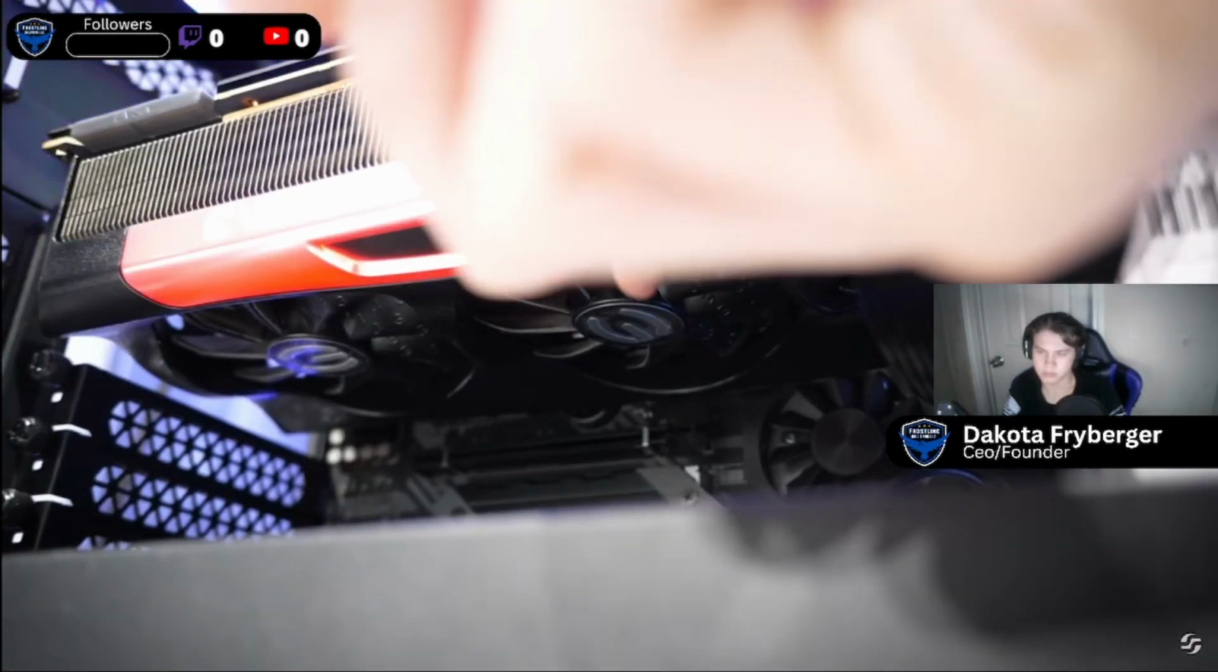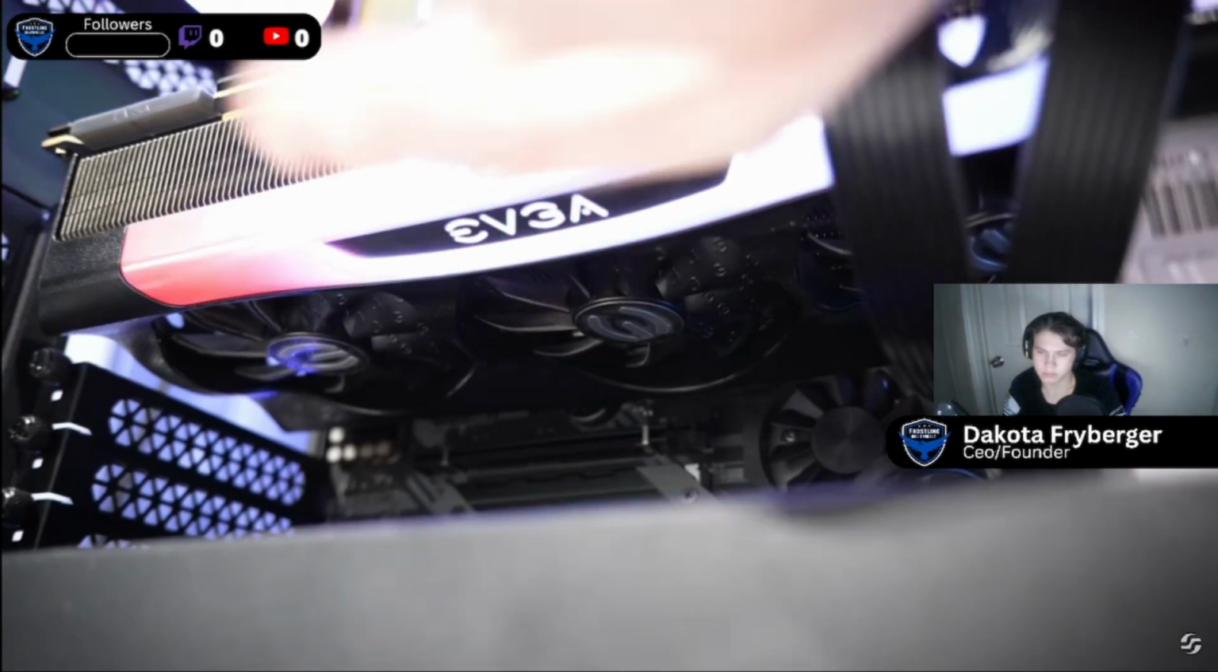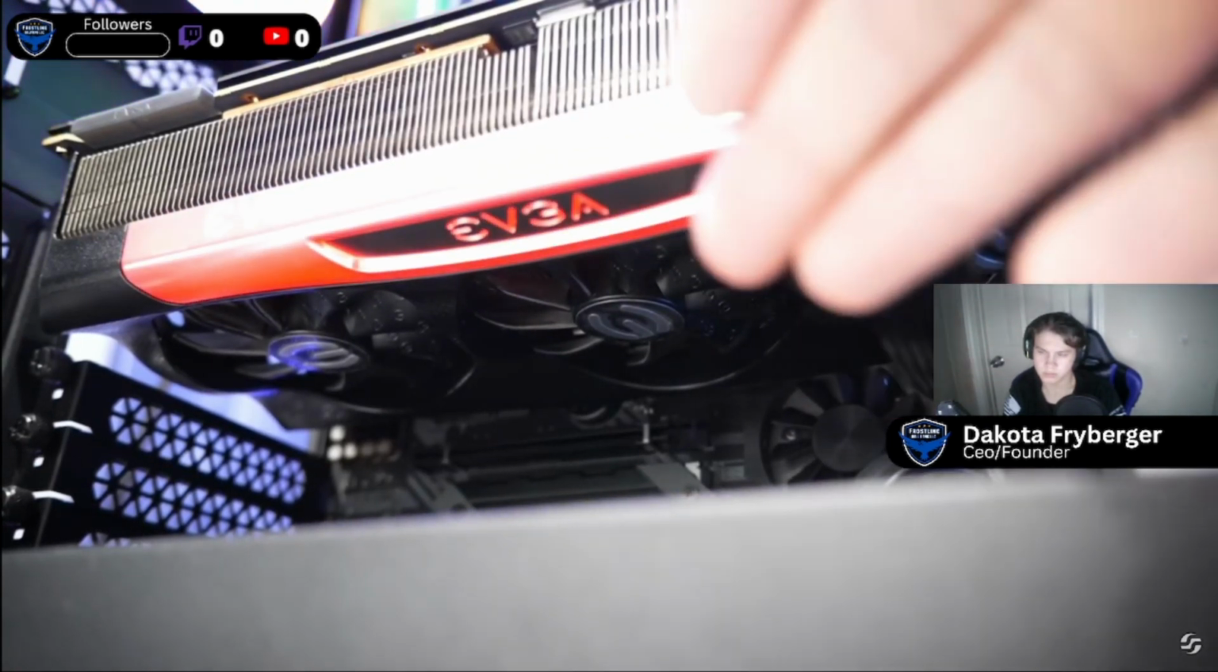And to that end, you can see the fans in this card aren't even spinning right now, and that's because the card isn't under any load. This is totally normal. It doesn't mean that the fans are broken. It just means the card isn't very hot, which is to be expected while we're in the BIOS.